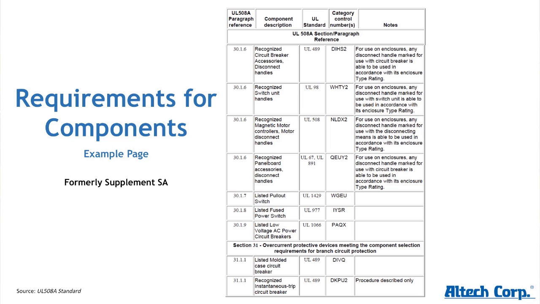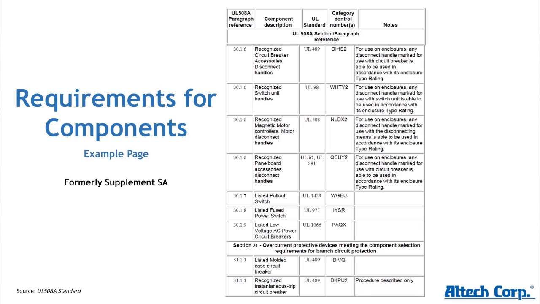So you can just go to the back of the standard and go to the requirements for components, which used to be the supplement SA. It has been replaced a couple of years ago, but it's essentially still most of the same thing. You see a table, I believe it goes over 50 pages of components and what they can be used for, and what standard it was tested to, and what the category control number is.